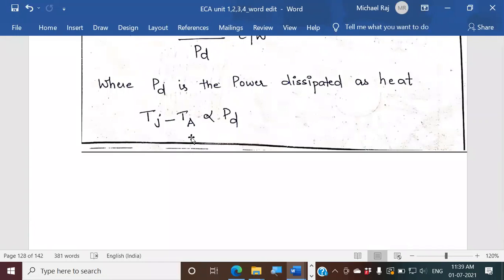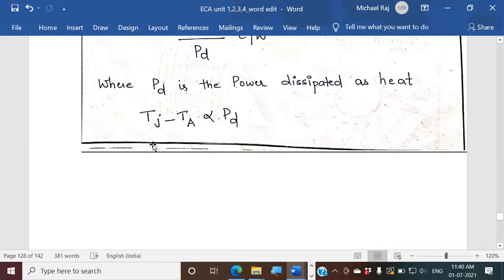What it means is, if power dissipation is 0, then the junction temperature is equal to the ambient temperature, isn't it? We didn't connect anything to the transistor, so the transistor is at room temperature, right? Now, when we connect it in a circuit, there is power dissipation, and the junction temperature rises above TA. So that is the reason we have this relation: power dissipation is directly proportional to Tj minus Ta.